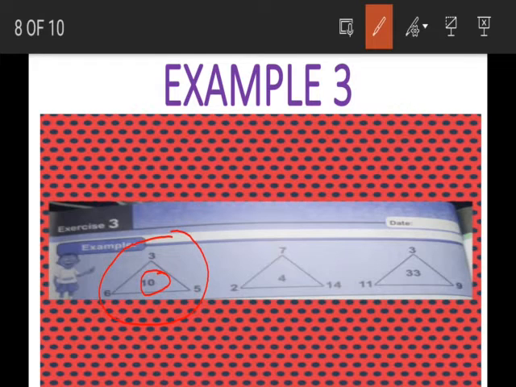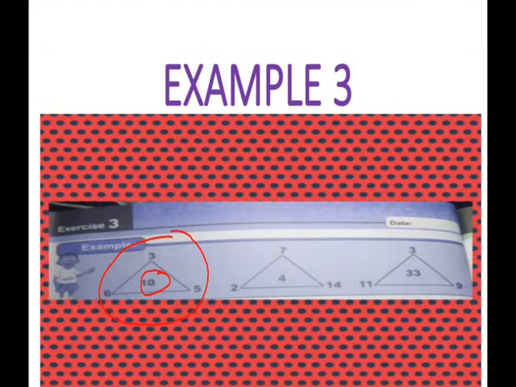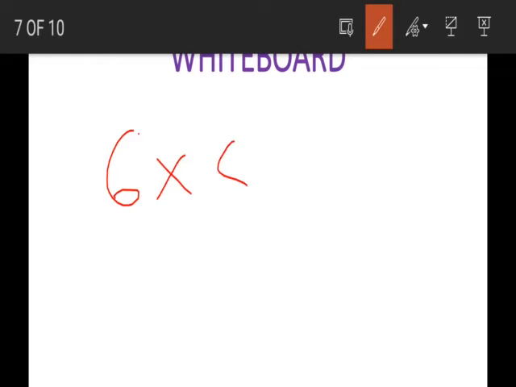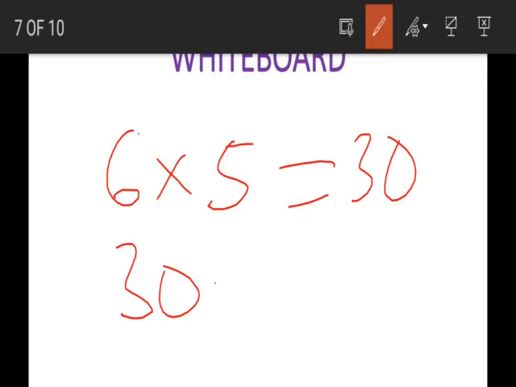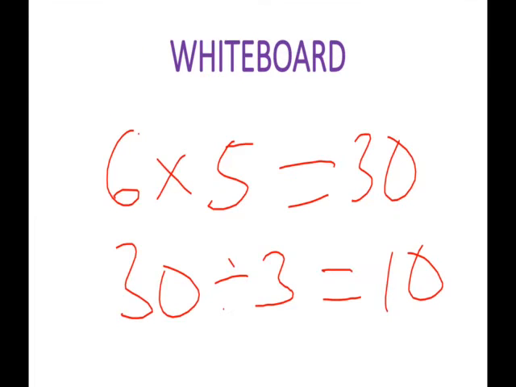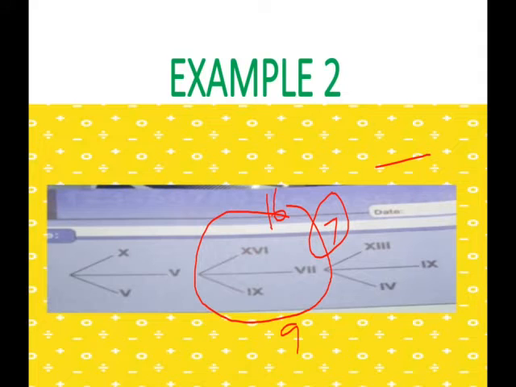To get your 10, first of all, we'll be working with the division and multiplication code. To get your 10, let's go over to our board. You do 6 times 5. 6 times 5 will give you 30. Then 30 divided by 3 will give you your 10. That was how 10 was gotten.